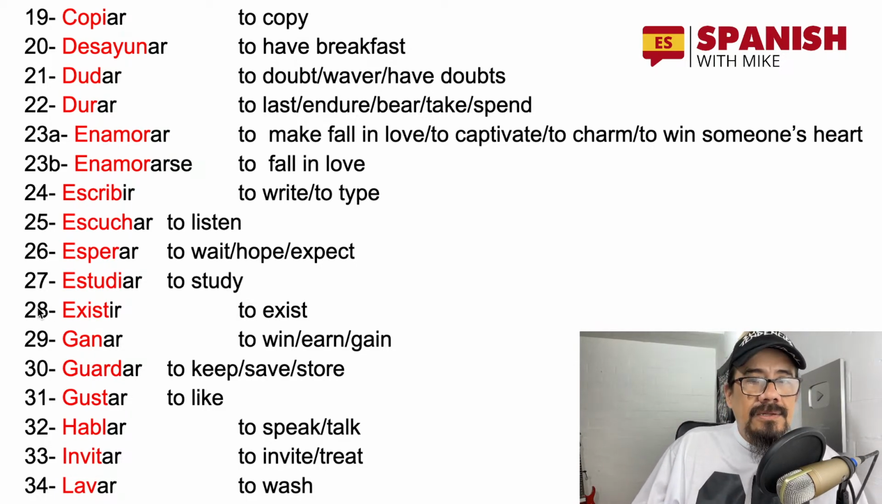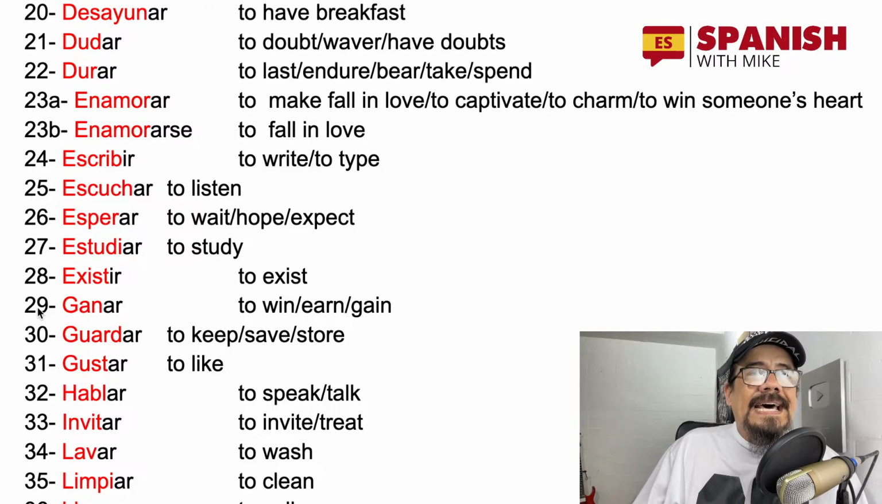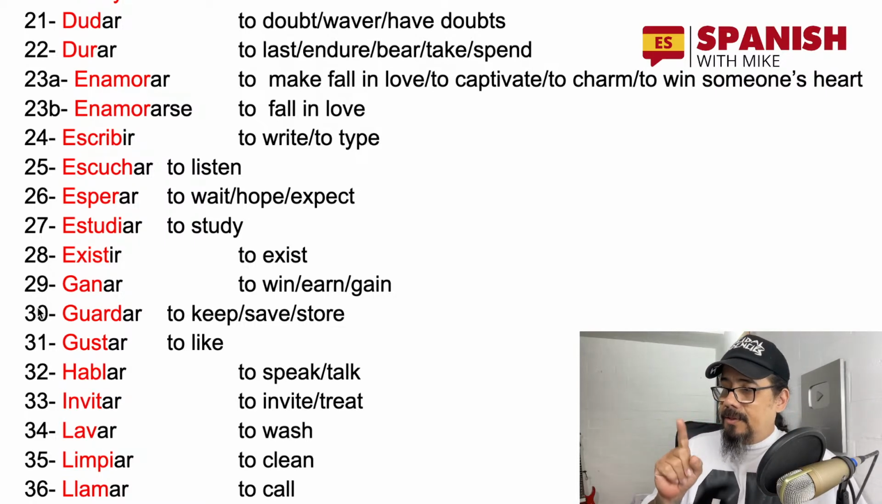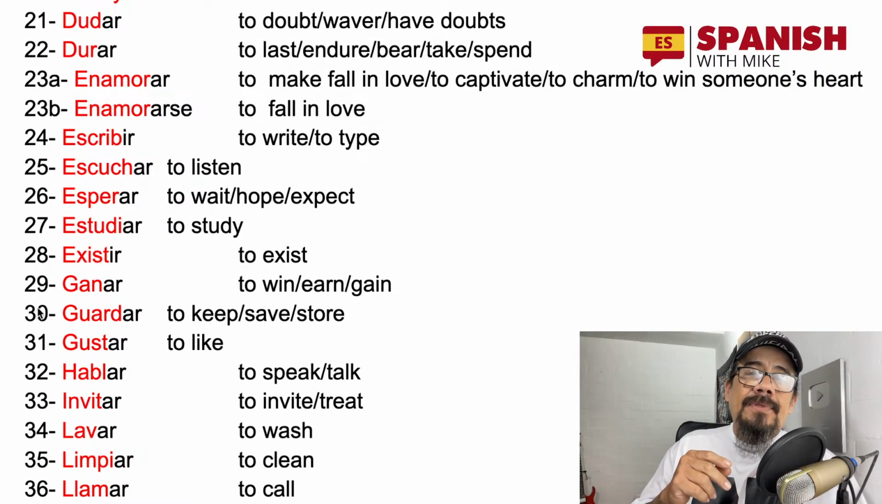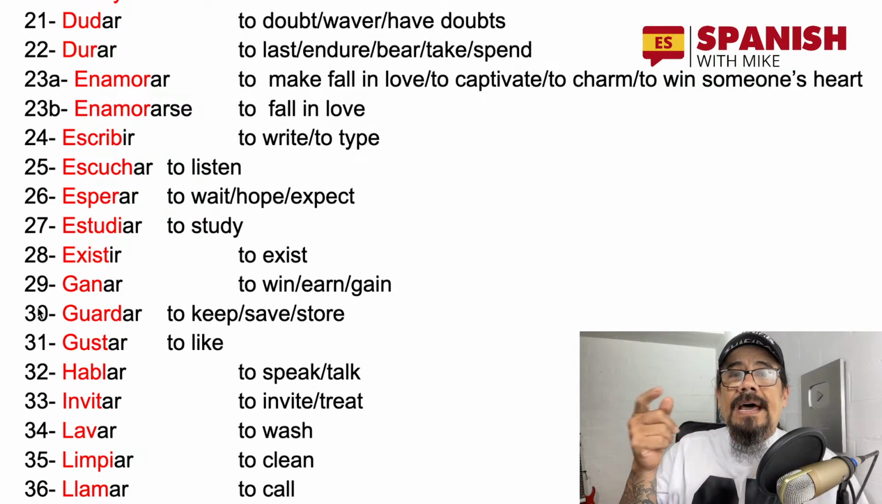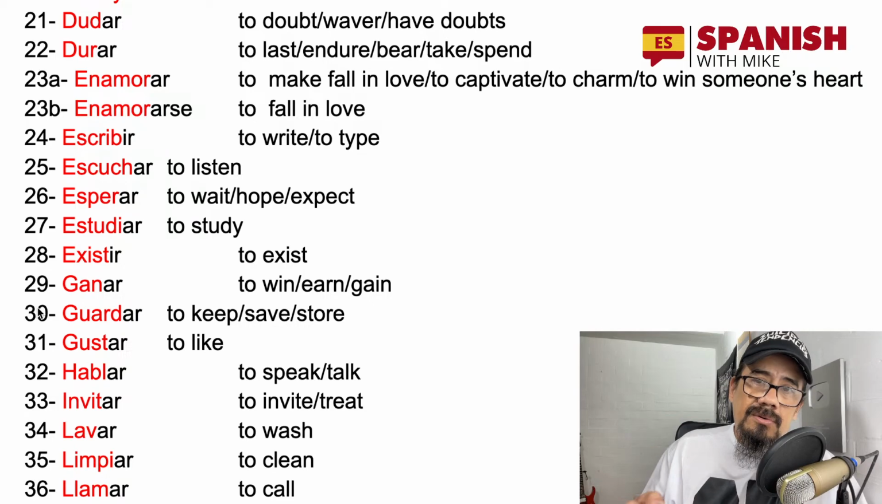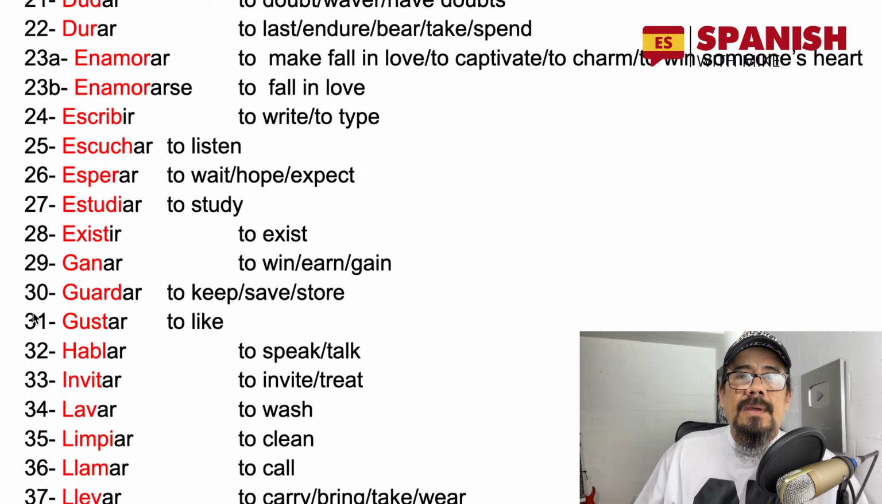Desayunar, desayunando. Number 21, dudar, dudando. Number 22, durar. Dudar and durar sound similar but are different. Dudar with the D, like that. And durar, with the R, durar. Durar, durando, to last, to endure, to bear, to take, or spend. We have learned that before.